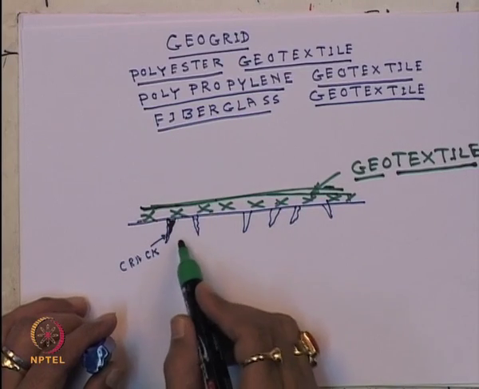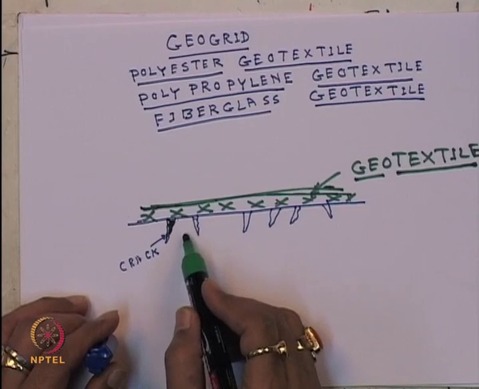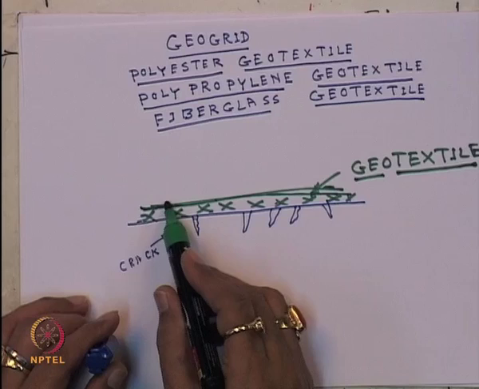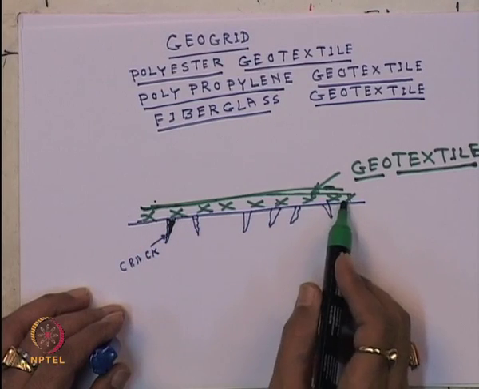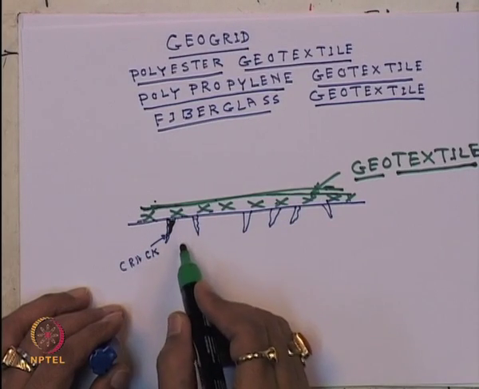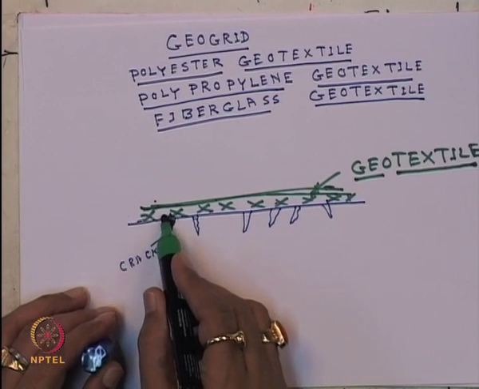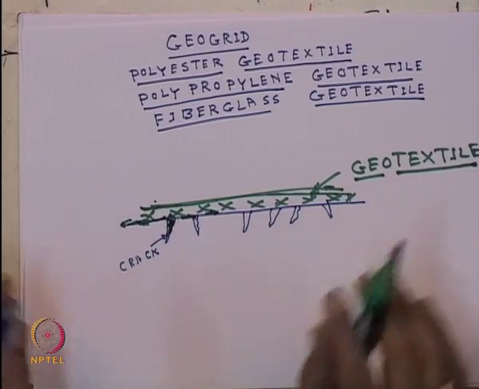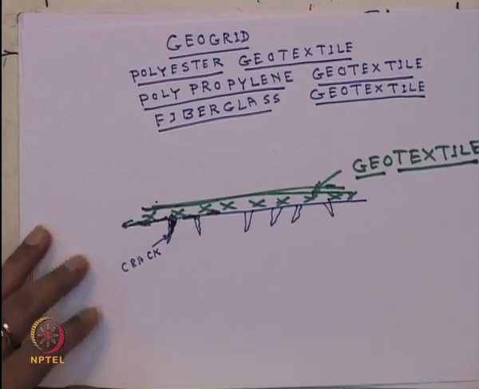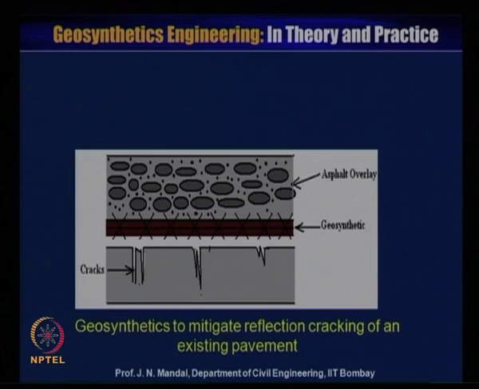So, what will happen if there is no geotextile material? The crack will propagate and appear on the surface of the pavement. When you introduce a layer of geotextile material, the crack will propagate up and be arrested by the geotextile material and propagate in the other direction. So, then you can solve this reflection cracking problem, and this is how geosynthetics can help you mitigate reflection cracking on the pavement.